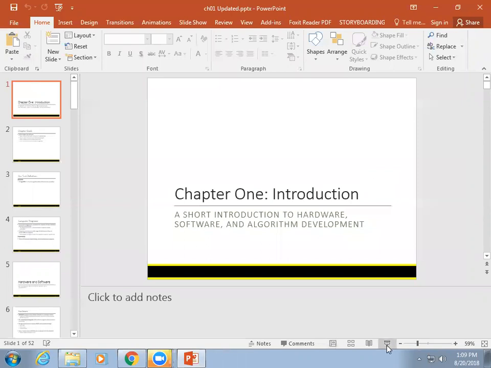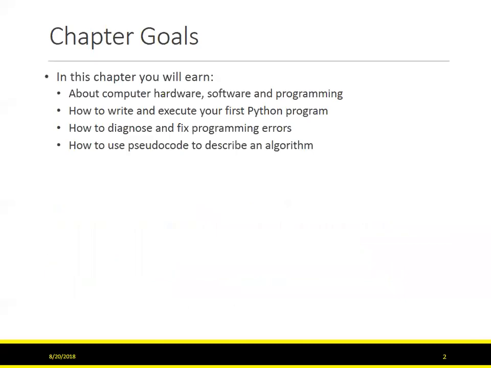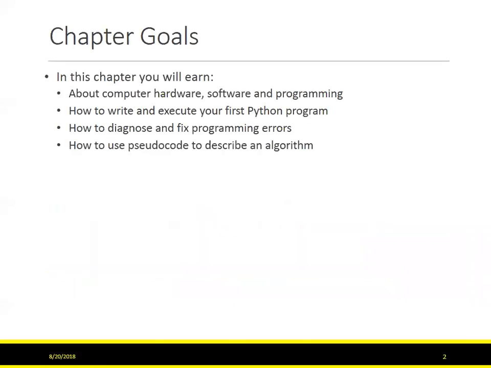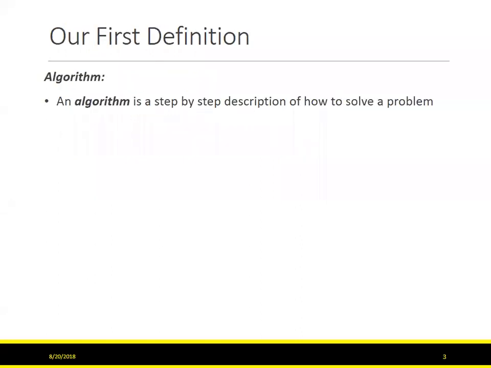Okay. So let's cover a few of these slides. Chapter 1 is always a boring thing. It's an introduction. You should know most of this chapter already, but we're going to go through it. We're going to learn about computers, software, programming, how to write code, how to diagnose errors, how pseudocode works, and all that stuff in this chapter. Okay. Algorithm. Let's talk about algorithms.